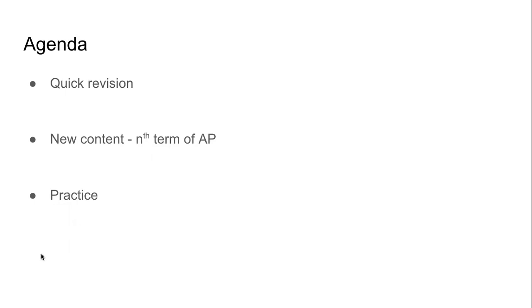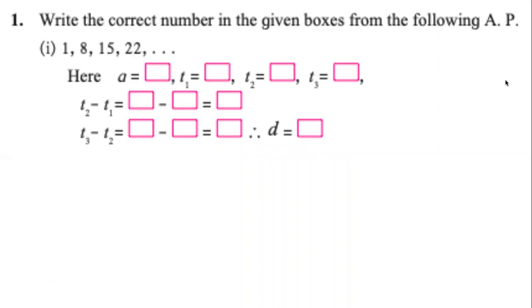So first question coming to your screen. Something related to what we have studied so far. As part of the revision, we know A, D, the first term and the common difference. So can you answer this, fill in the blanks? This can come as an activity based question. It says write the correct number in the given boxes. So fill in the blanks from the following AP. It is already telling us that what is given here is an AP. So from this AP, we have to find certain things. Try to complete this answer.